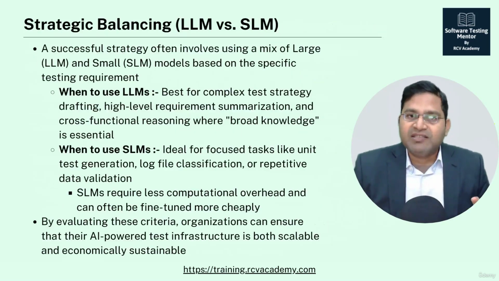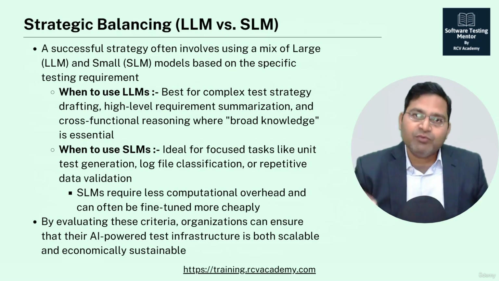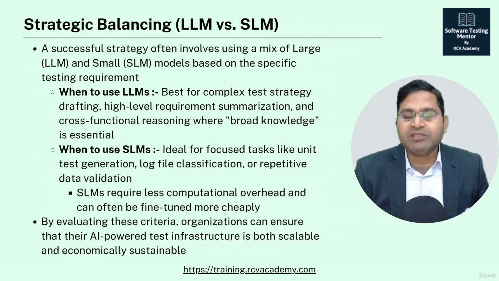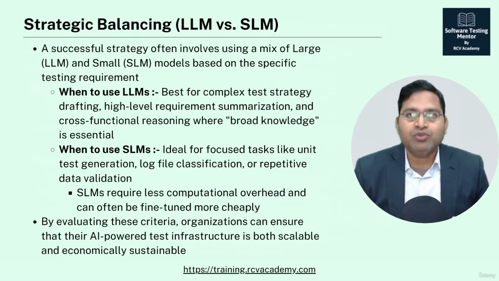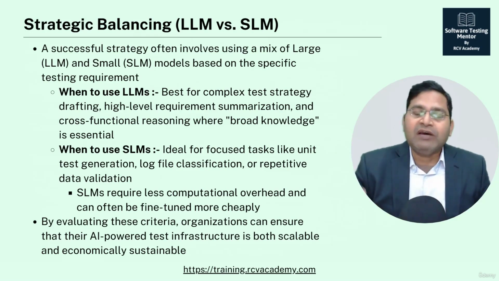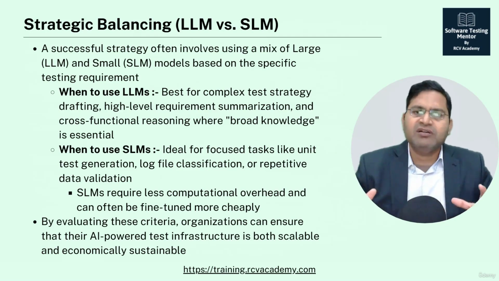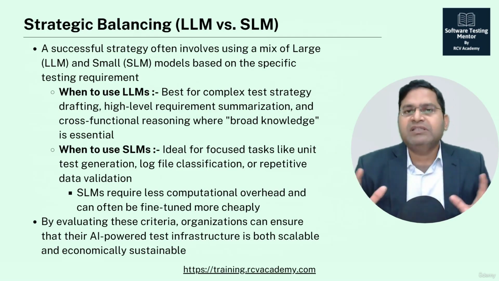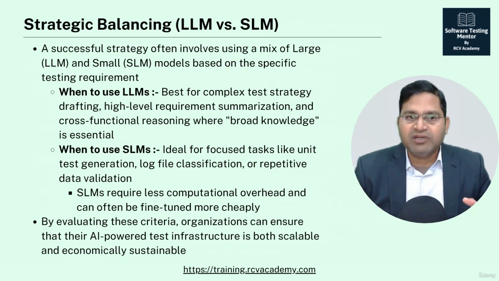Then strategic balancing between LLM versus SLM. A successful strategy often involves using a mix of LLM and SLM models based on specific testing requirements. Not everywhere should you just go ahead with the LLM, because an LLM will cost you a lot more money as compared to a small language model. You should be using a large language model only where you have complex test strategy drafting, high level requirement summarization, cross-functional reasoning, where broad knowledge is essential. Automation code generation, automation framework generation, that's where an LLM is helpful or required.